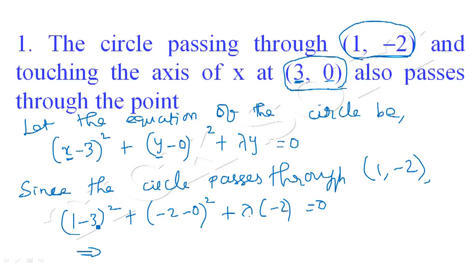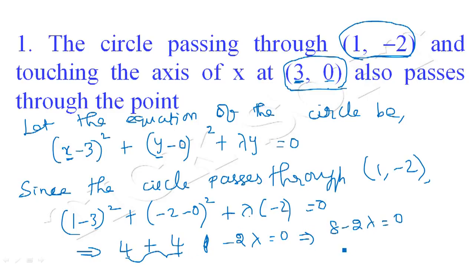Here 1 minus 3 is -2, so (-2) whole square is 4, and (-2 - 0) whole square is 4. Now plus lambda into -2 will be equal to -2 lambda, and this equals 0. Now 4 plus 4 is 8, so we have 8 - 2 lambda = 0. Hence the value of lambda will be equal to 8 divided by 2, which is 4.